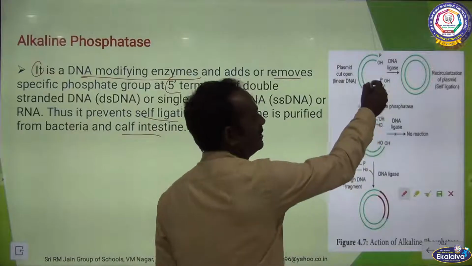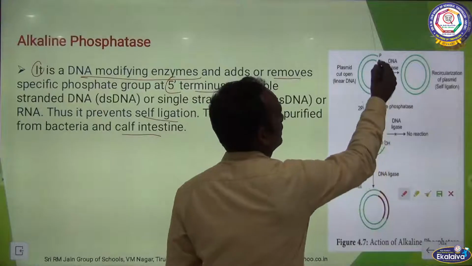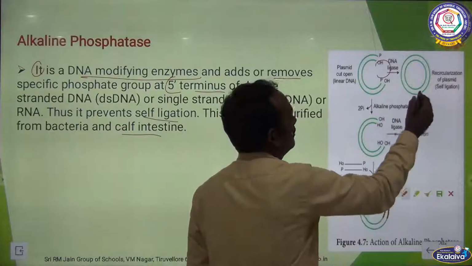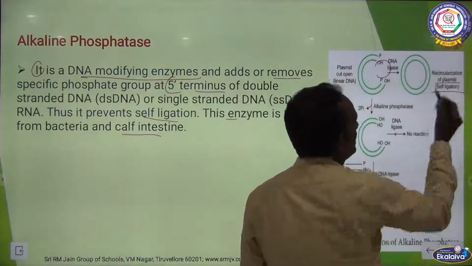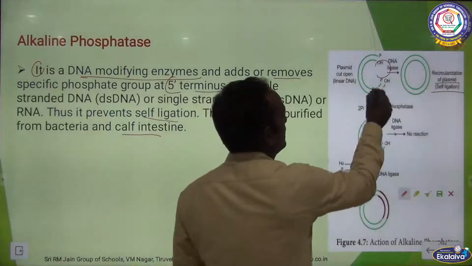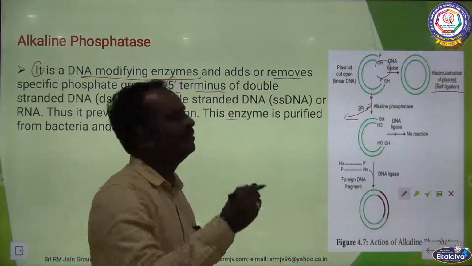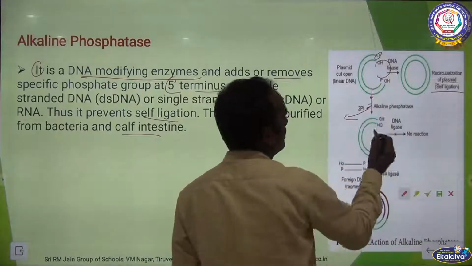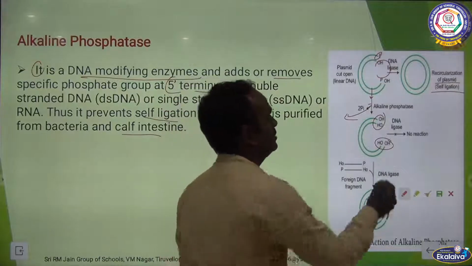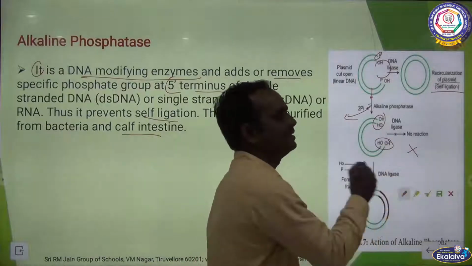See the picture here, children. This is the DNA sequence. The plasmids are cut open. With the help of DNA ligase, we would get plasmid self-ligation, recircularization of the plasmid. We can remove the phosphate from here. This alkaline phosphatase enzyme removes the phosphate. Now we are getting OH on both strands. So there is no ligation. DNA ligase will not act on this.